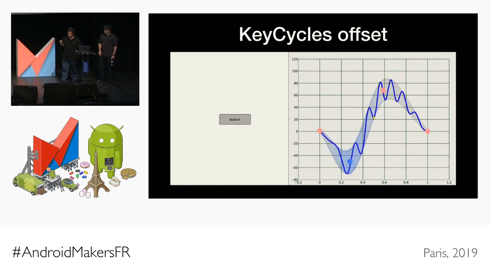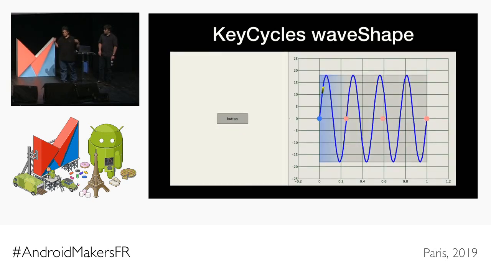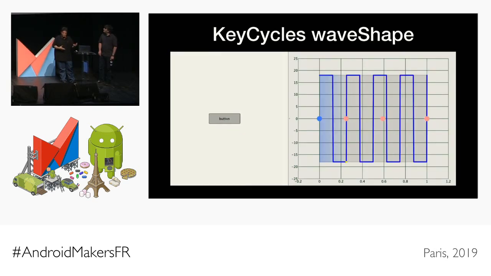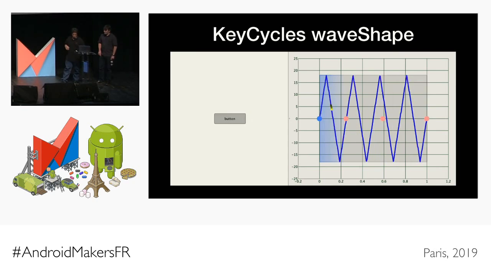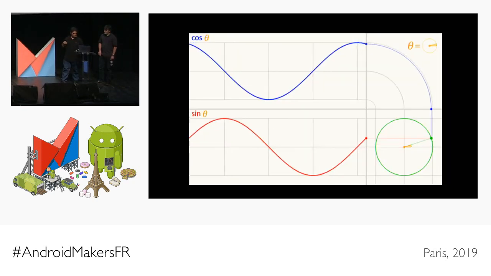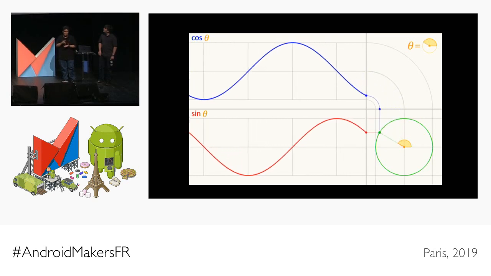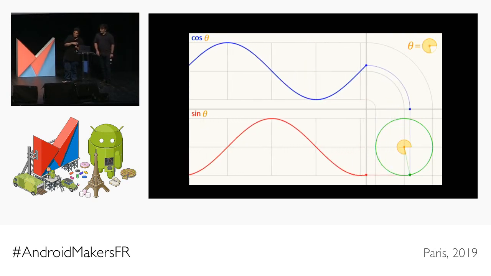One other attribute is wave shape. That's normally a sine wave, but you can have square waves, and there's quite a few different waveforms you can go through. Triangle waves. Now let me give you one example where we have a cosine wave.